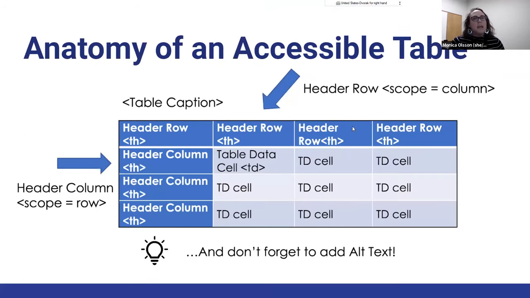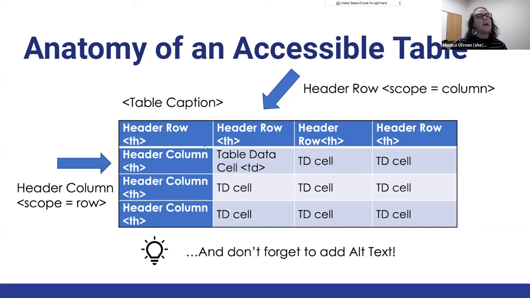Okay, so this image is something I created to help explain the anatomy of an accessible table. There's one piece that we didn't get into totally just yet, but to make an accessible table, you want to always include a table caption. You also want to go in and apply alternative text to describe what the table is actually displaying to the reader. And then these blue arrows that are pointing towards the table are identifying what I mean by header row or header column. So this right here is called a header row. That's the top row. And the scope would be for the column.